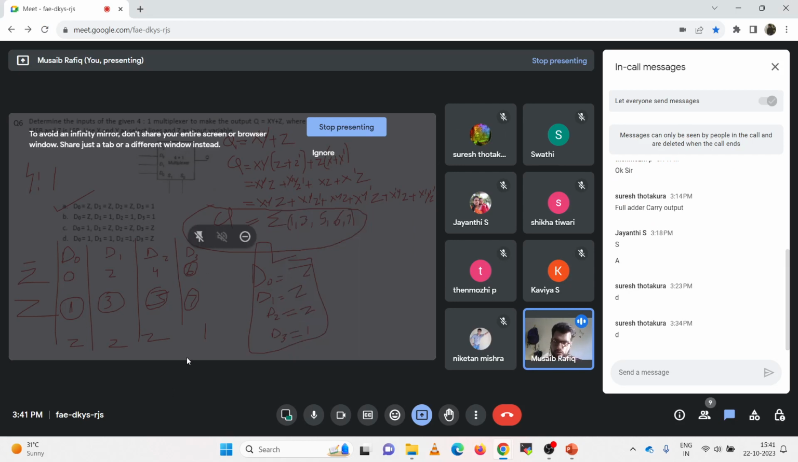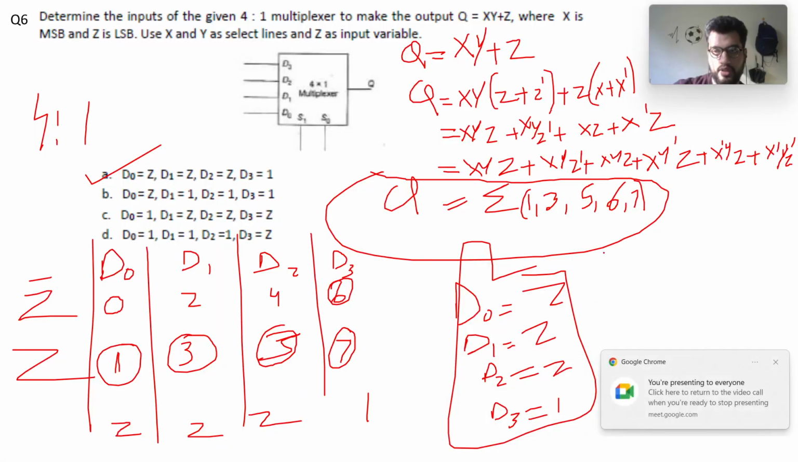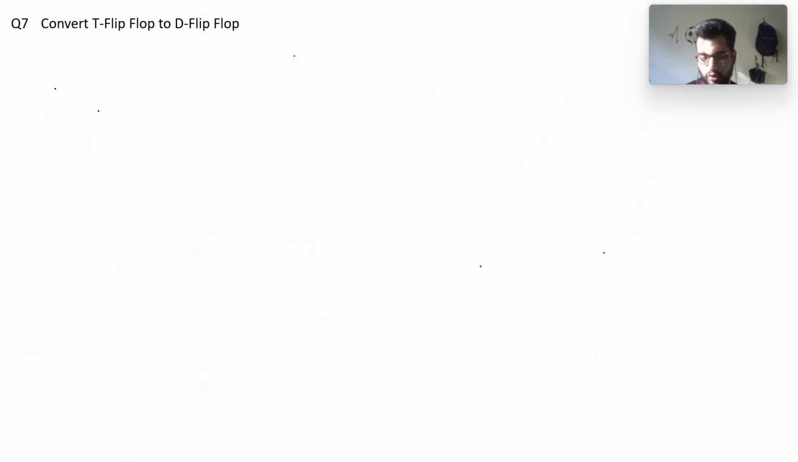So this was your question number 6. Now I think we can move forward to question number 7 of this recap session. Question number 7 states: convert a T flip-flop to D flip-flop. I had already given this problem in my week number 6 tutorial, but I'd like to repeat it again because these conversion problems are really important. This one is not that difficult, but I want to give you the flavor of how to approach these problems.